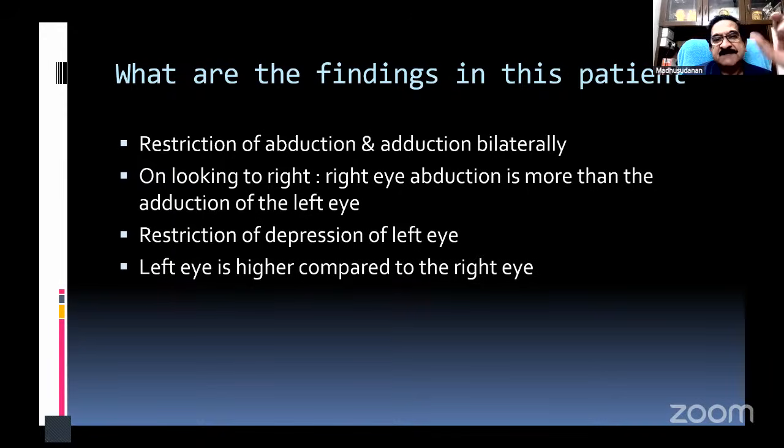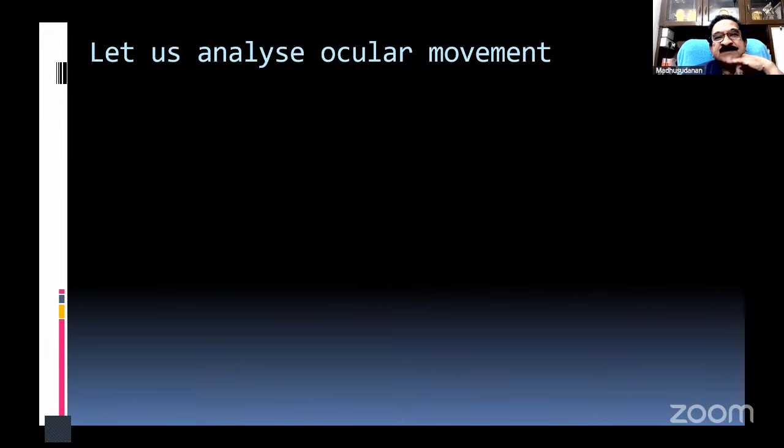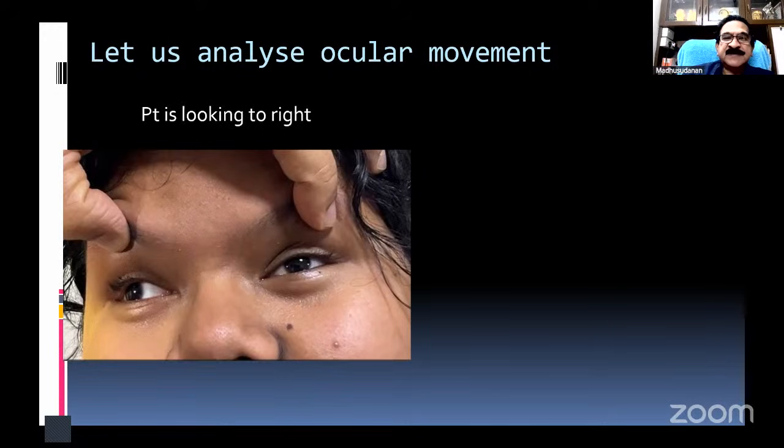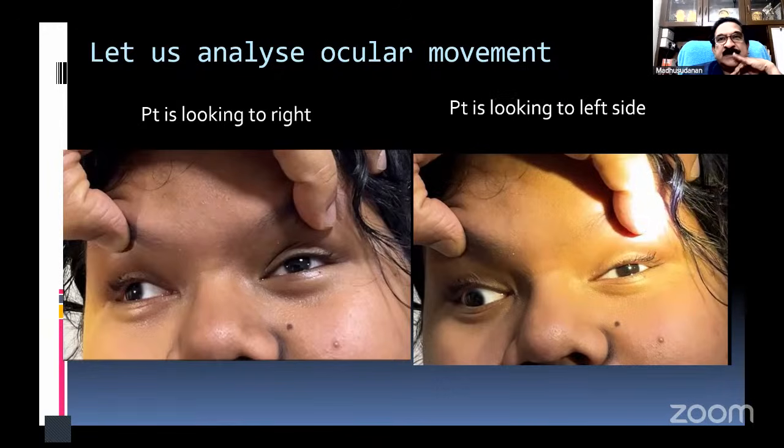I will show the snapshots. Now let us analyze the ocular movement first. This is the first one. Patient is now looking to the right side. Now patient is looking to the left side. So what is your impression now? Take only one part of the ocular movement at a time. Forget the vertical movements for the time being.